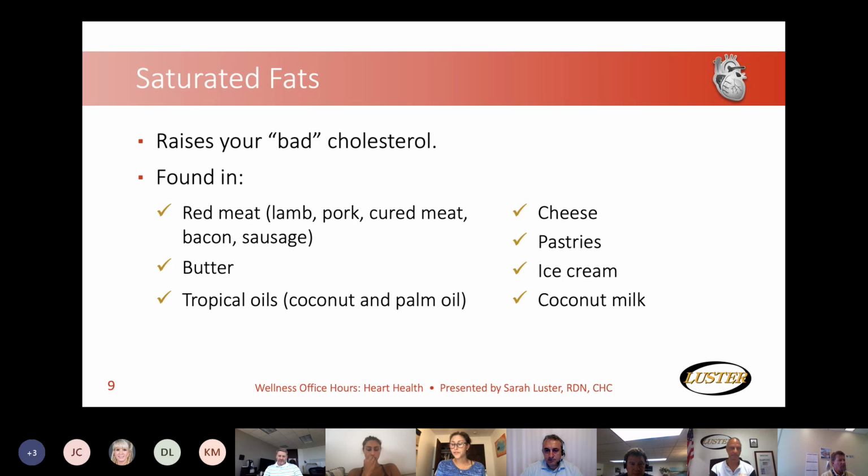Saturated fat is another type of fat that also raises your bad cholesterol. And saturated fat is mostly found in animal protein. So that is red meat, lamb, pork, cured meat, bacon, sausage, butter. Unfortunately, tropical oils such as coconut and palm oil. I always was cooking with coconut oil until I went to school and learned how much saturated fat is in coconut oil. Cheese, pastries, ice cream, coconut milk, all of these have really high amounts of saturated fat and can contribute to raising your bad cholesterol.